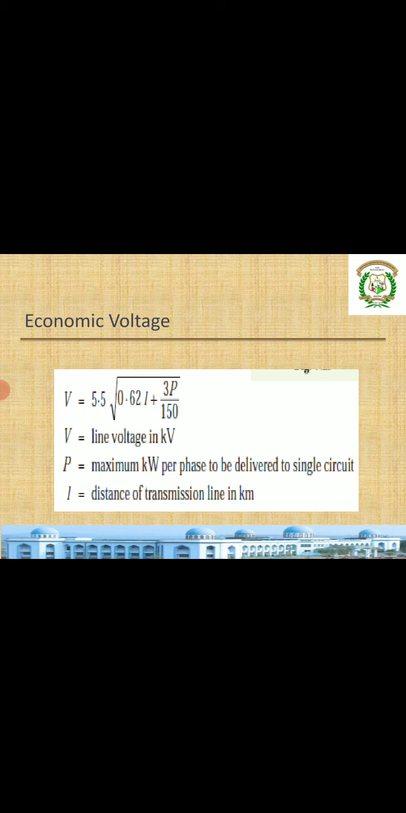So using this formula, V is equal to 5.5 square root of 0.62 L plus 3P by 150, where V is the line voltage in kilovolts, P is the maximum kilowatt per phase to be delivered to a single circuit, and L is the distance of the transmission line. So we can choose the economic choice of the voltage, for which voltage you will get the economic choice.